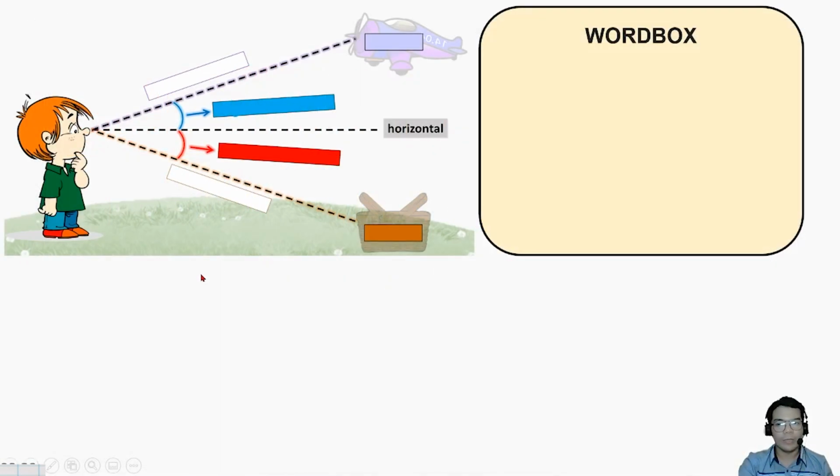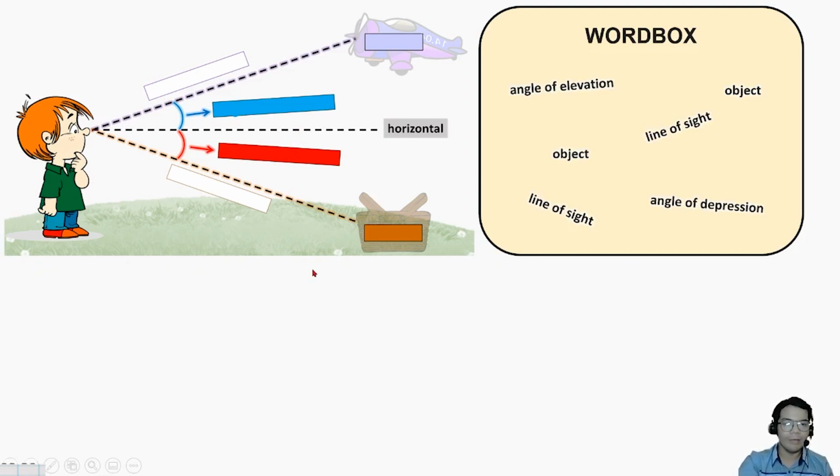So I have here a boy looking at an airplane and also a basket below. In this diagram, there are different blank boxes that we can fill in, and here is the word box. If you want to answer, you may raise your hand. Let me put numbers first: number 1, number 2, number 3, number 4, number 5, and number 6. You just need to choose which numbered blank boxes we will put the words from the word box into.